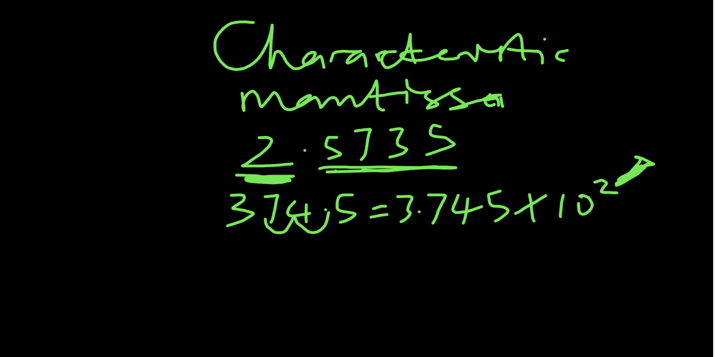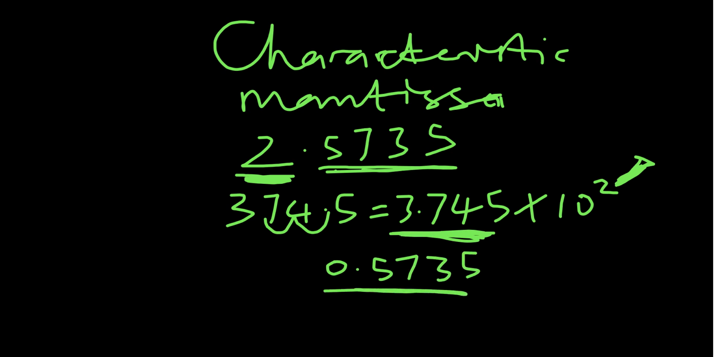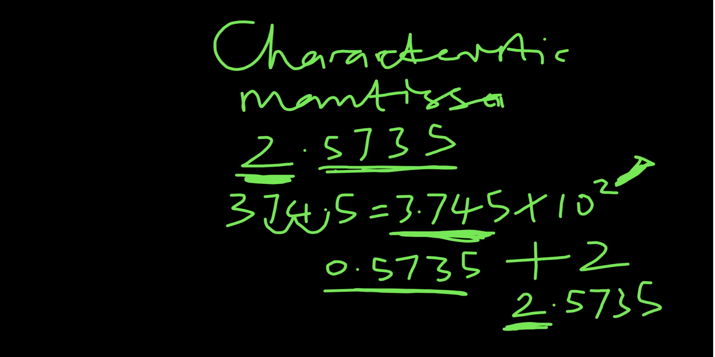Then the mantissa value is gotten from your four-figure table, the value you get in your four-figure table, which we got as 0.5735. So while this is the mantissa, 2 is the characteristic, and when we add the mantissa and characteristic together, we get the full logarithm of the number, which was 2.5735. So this is the characteristic, this is the mantissa.